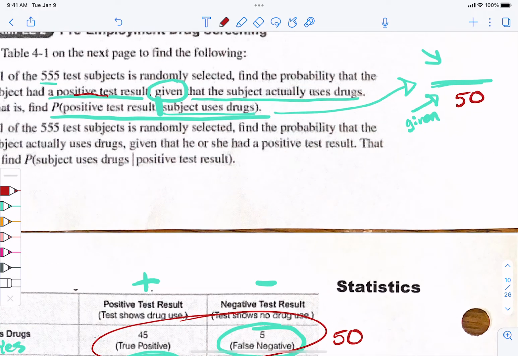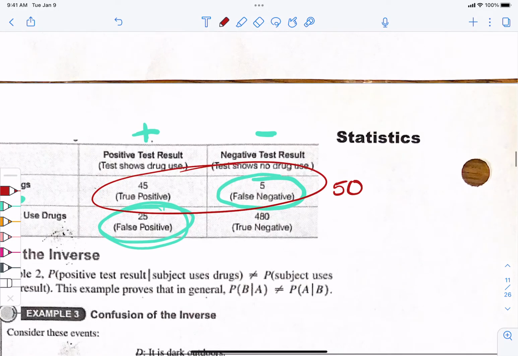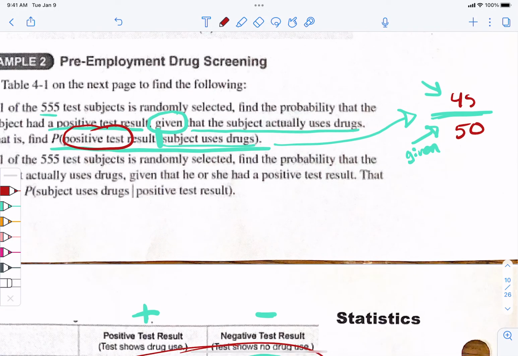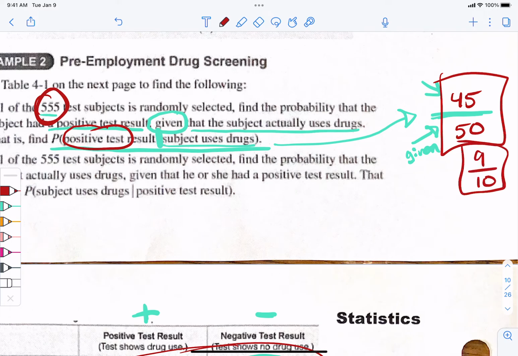Now, of those, who tested positive? 45. So we're not talking about all 555 test subjects. We're only talking about the given people, and then of those, who falls into this category. So 45 out of 50, or 9 over 10, or 90%, however they ask you to write the answer.